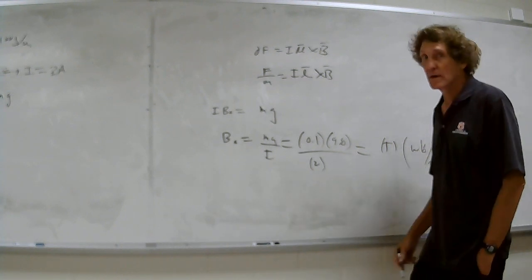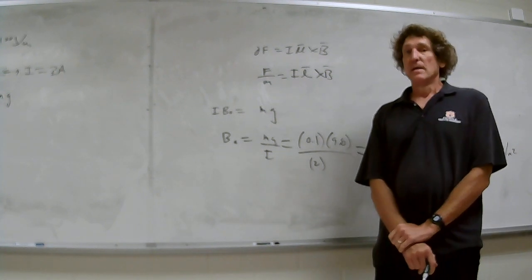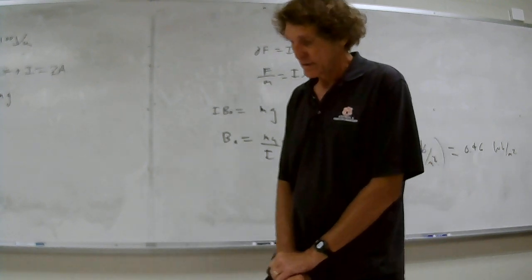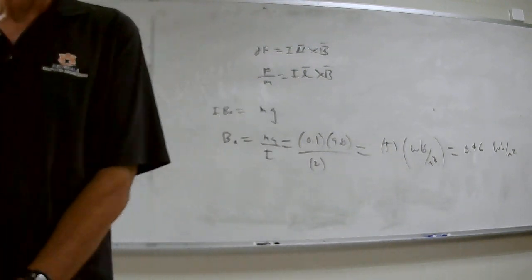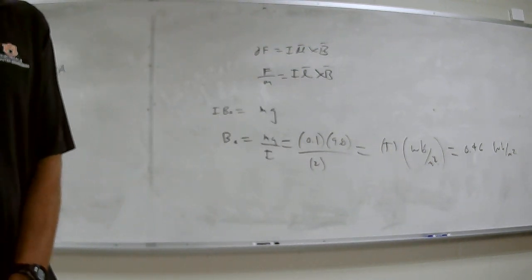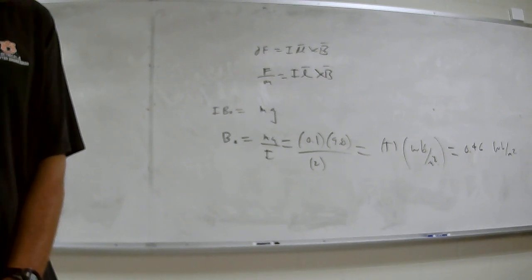What do they have in the book? I'm not sure. I can look at the solutions. What problem is this again? 4.38, I believe.